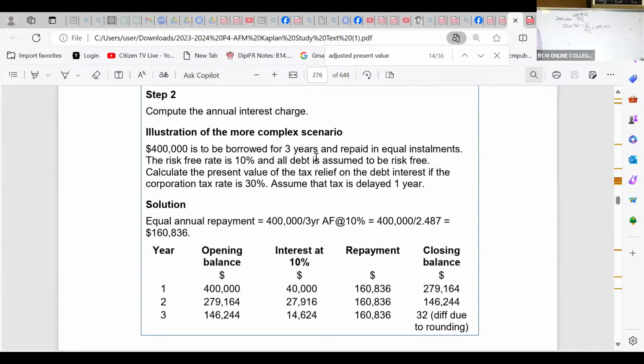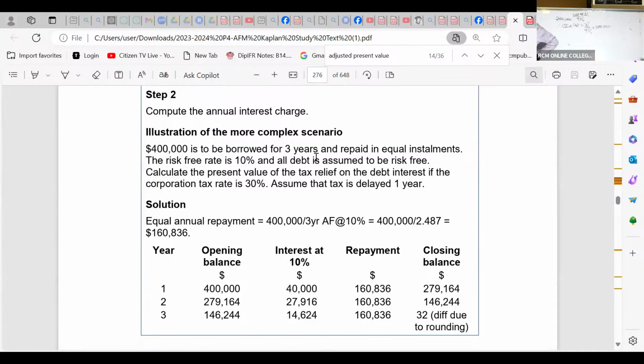Calculate the present value of the tax relief on the debt interest if the corporation tax rate is 30%. Assume that the tax is delayed 1 year. So 400,000 is to be borrowed for 3 years and repaid in equal installments. That is where we have the catchword: repaid in equal installments.